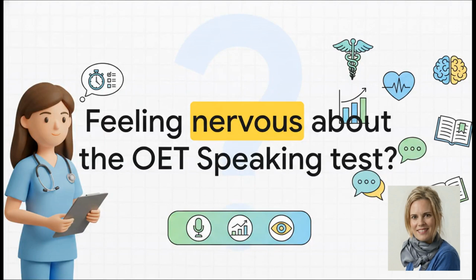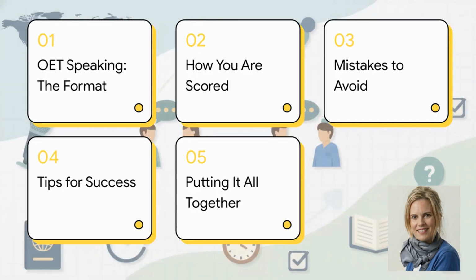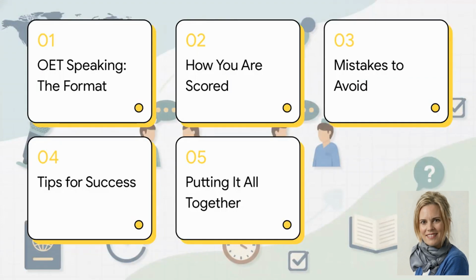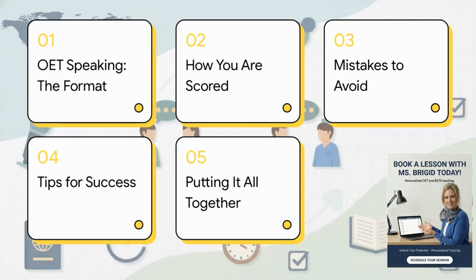So our goal here is to make it all a lot clearer and way more manageable for you so that you can practice. So here's what we've got on the cards for today. We'll start with the format of the test. Then we'll look at how you actually scored and we'll cover some common mistakes to avoid. We'll focus on some simple tips for success and then we'll put it all together. Sounds good? All right. So, section one, the format.